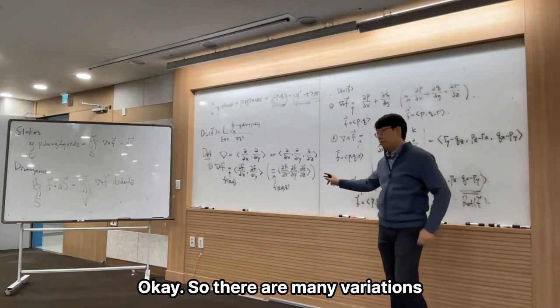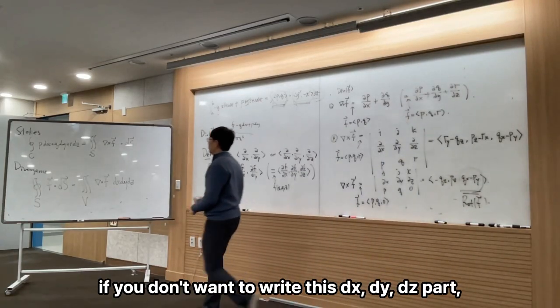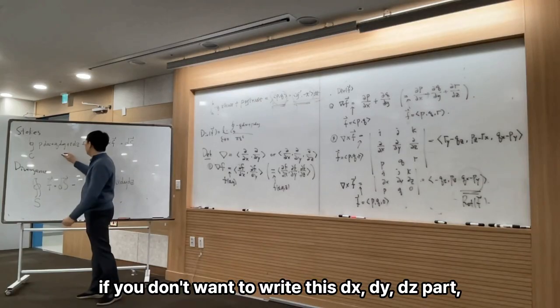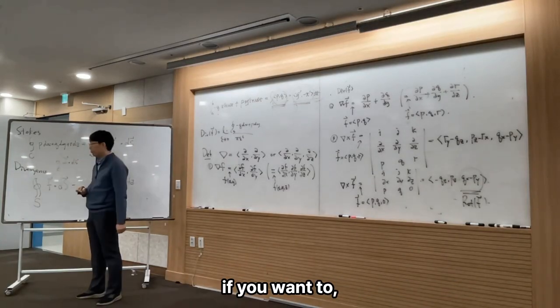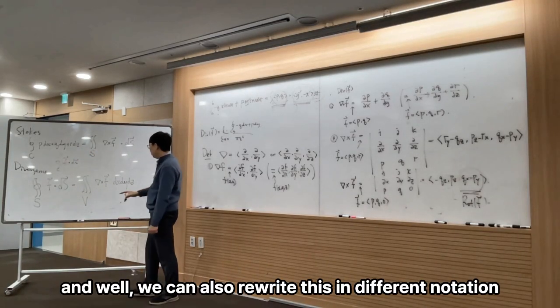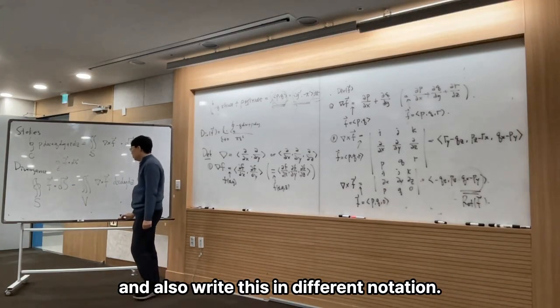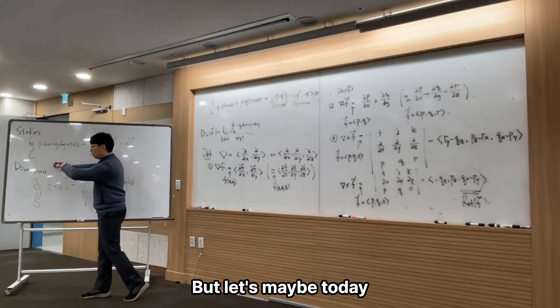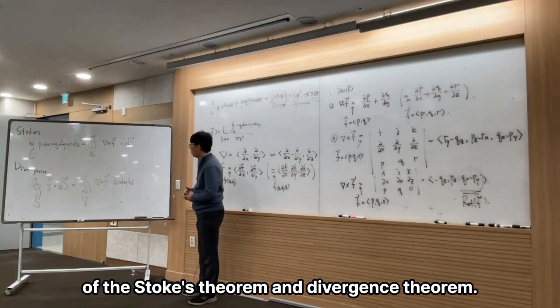So there are many variations to write this Stokes theorem. For example, if you don't want to write this dx, dy, dz part, then you can just write it as F ds if you want to. And you can also rewrite this in different notation. But let's think today about the meaning of the Stokes theorem and the divergence theorem.